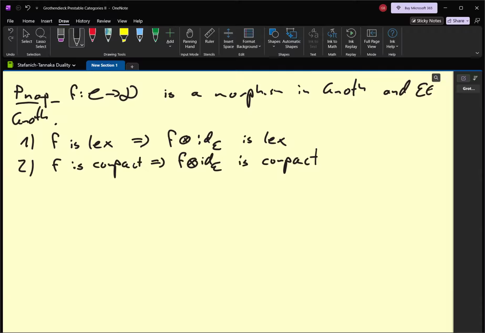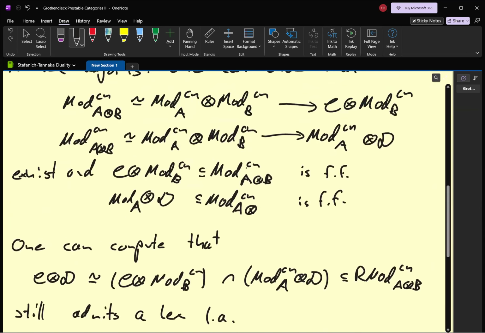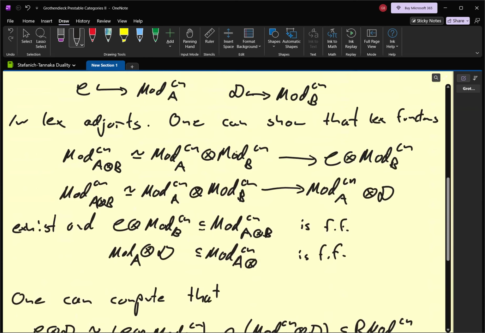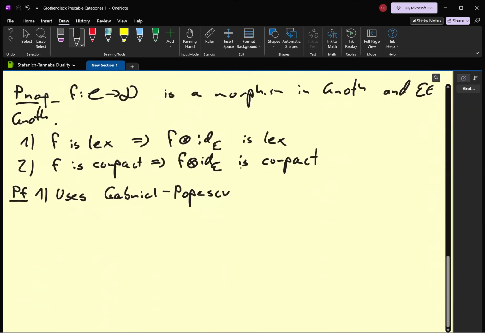And then for these statements, the first one uses Gabriel-Popescu again. So for time reasons I would not like to discuss it. It's again a very similar argument to here, where you identify things with module categories and then show that some functor between module categories is Lex or something. So this is not super relevant for us, but the second one is maybe a little bit more fun. So I would like to prove it.